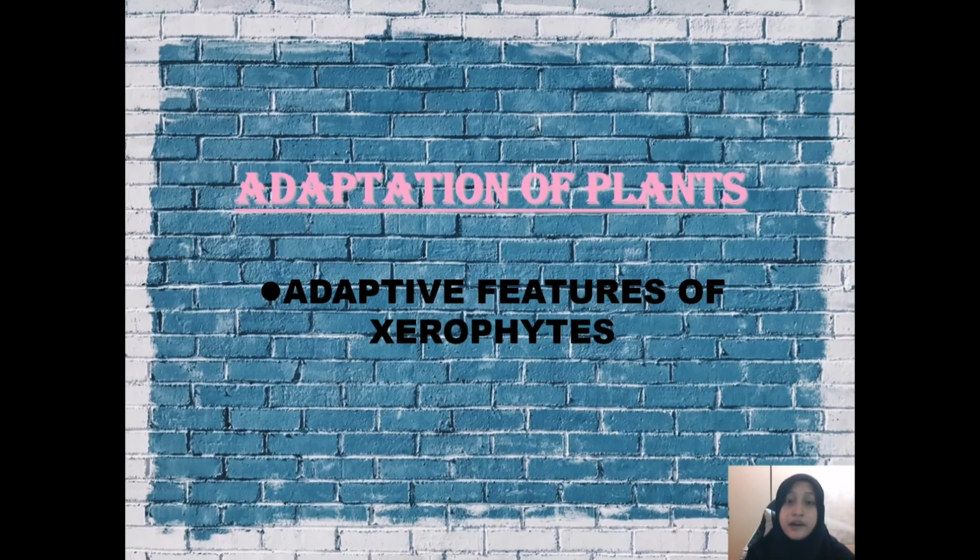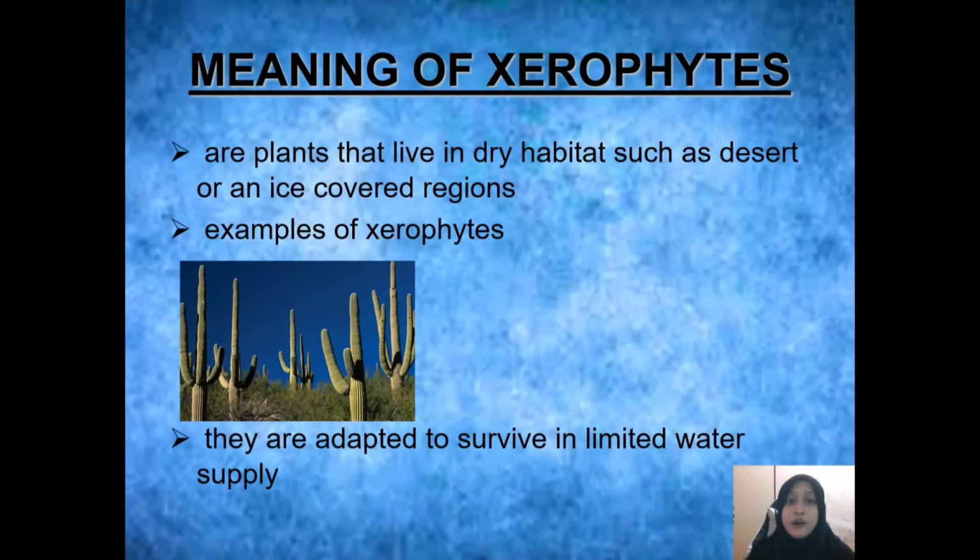I'm going to explain about the adaptive features of Xerophytes. What is the meaning of Xerophytes? Xerophytes are a type of plants that live in dry habitats such as deserts or ice-covered regions. Some examples of the plants are cactus, pineapples, and pines. These plants are adapted to survive in places with an extremely limited water supply such as deserts. Their adaptations include limiting water loss and storing water efficiently.